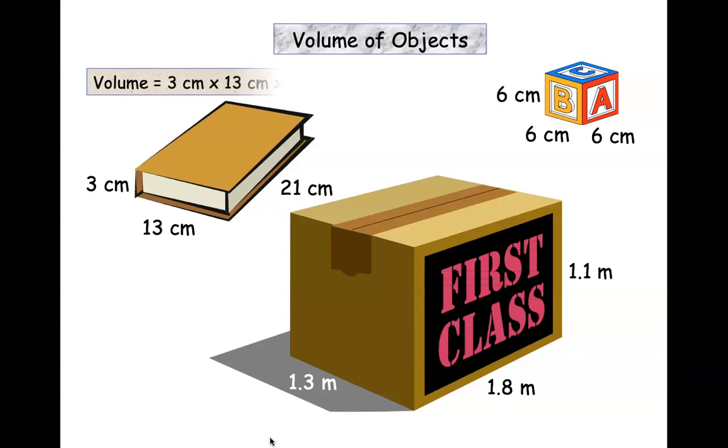Meters by 13 by 21. Multiply those together. I'm going to get 819 centimeters cubed.